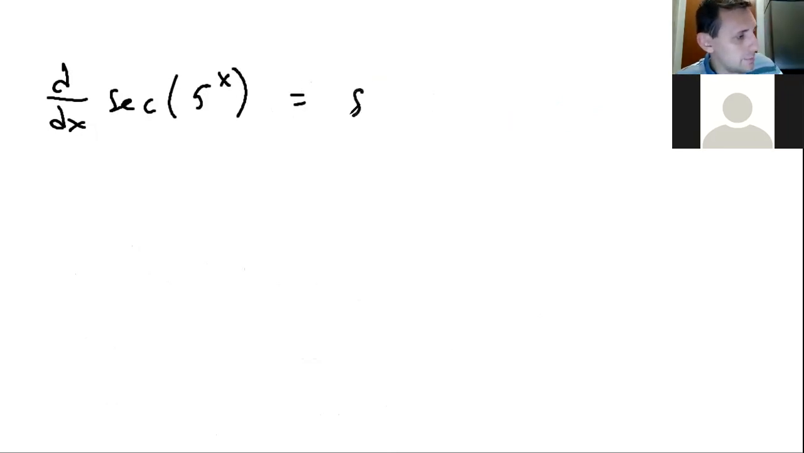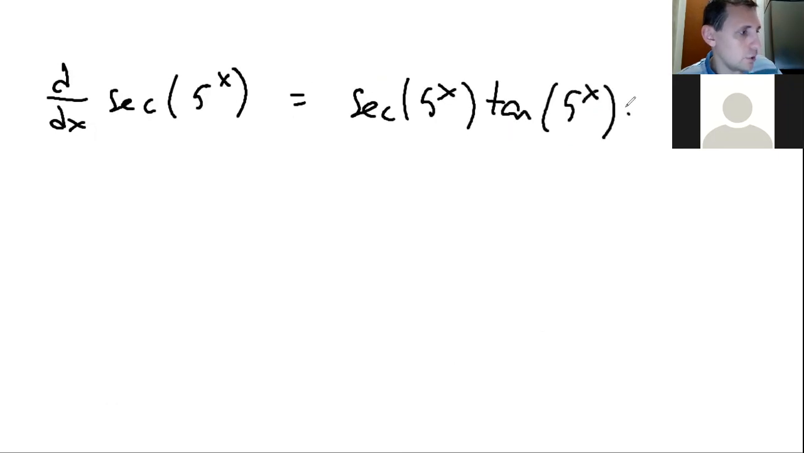So I first have secant 5 to the x, tangent of what's in its belly, 5 to the x. Now I need to multiply by the derivative of the inner function. Derivative of 5 to the x is simply 5 to the x ln 5. Clear? Confirm if you understood, guys.